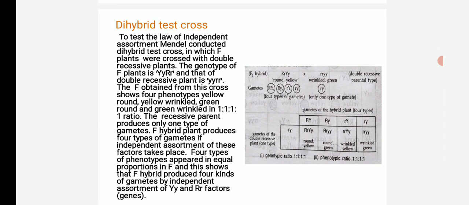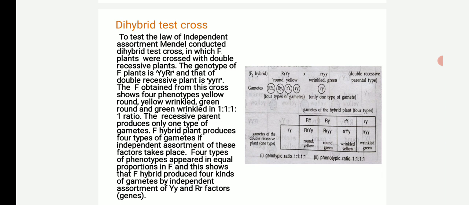Next, dihybrid test cross. To test the law of independent assortment, Mendel conducted a dihybrid test cross, in which F1 plants were crossed with double recessive plants. The genotype of the F1 plant is capital Y, small y, capital R, small r, and that of the double recessive parent is small y, small y, small r, small r.